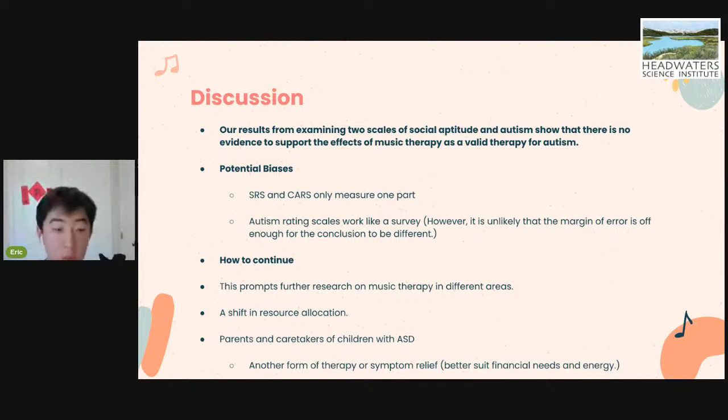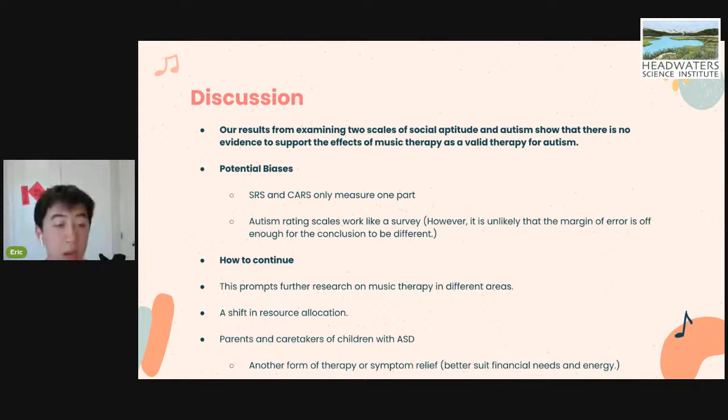So it prompts further research on other therapies other than music therapy, as music therapy is not proven. And it also prompts a shift in resource allocation for parents and caretakers of children with ASD. So either finding another therapy or just taking music therapy a little further.